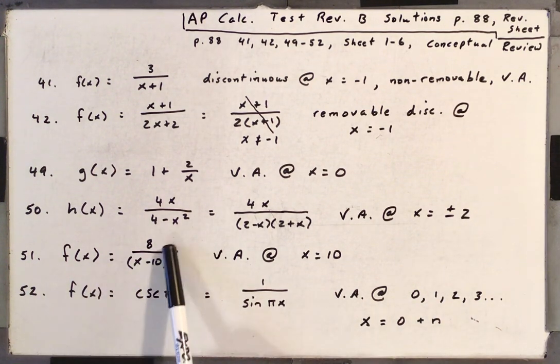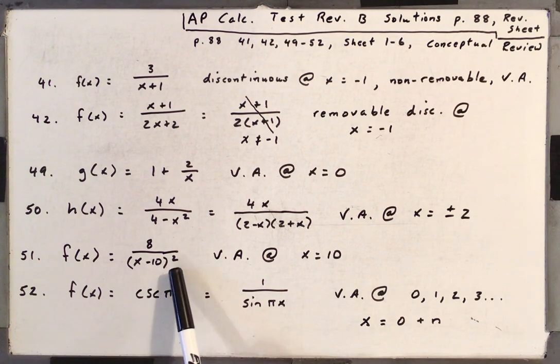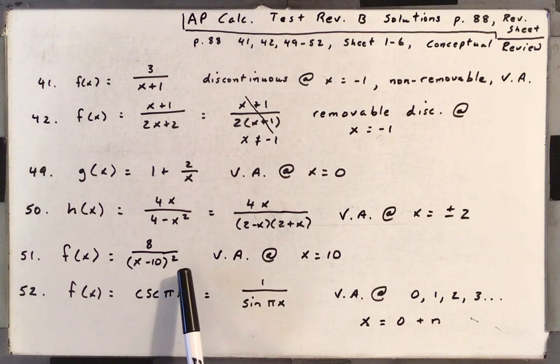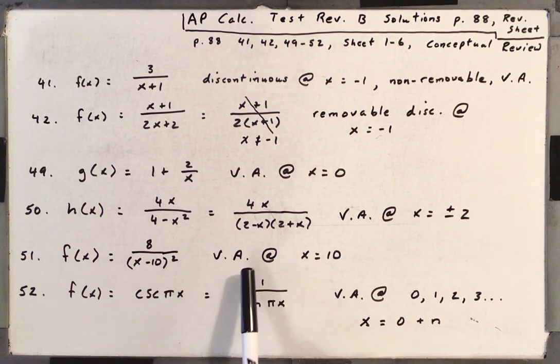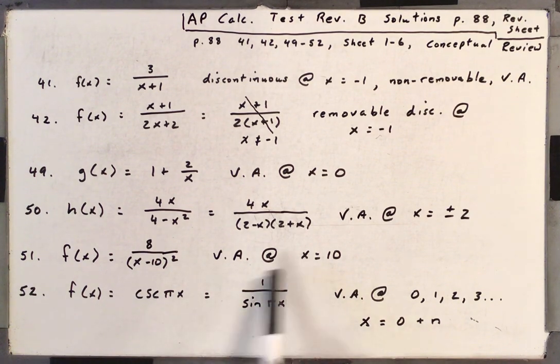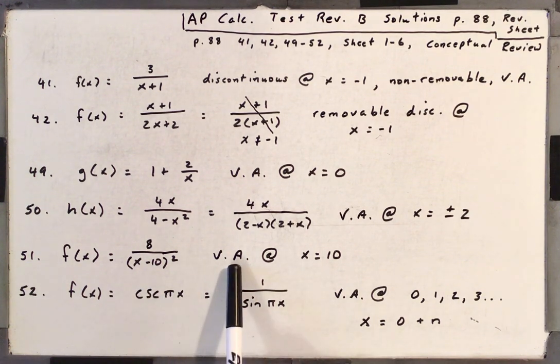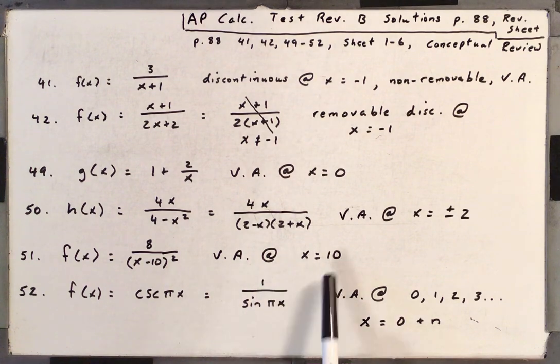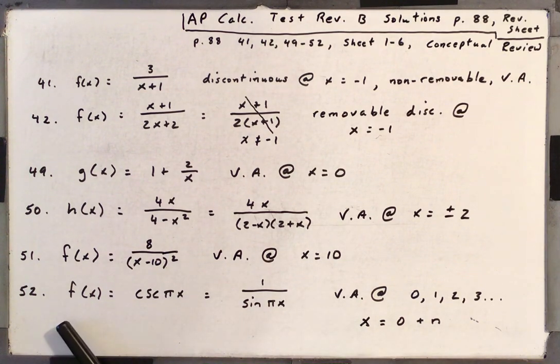51, we have f of x is 8 over x minus 10, all squared. It's just asking us to find the vertical asymptote. We're not taking the limit as x approaches infinity or negative infinity here. Just so, what value of x? That would be 10, because if you plug in a 10, you're going to have a 0 on the bottom. Can't cancel anything out, so it is indeed a vertical asymptote at x equals 10. So just don't want to overthink these when it's asking for vertical asymptotes.